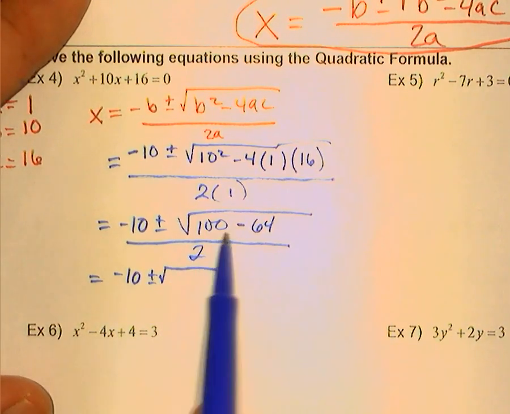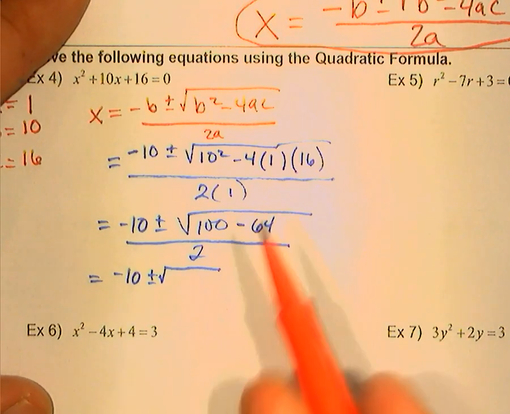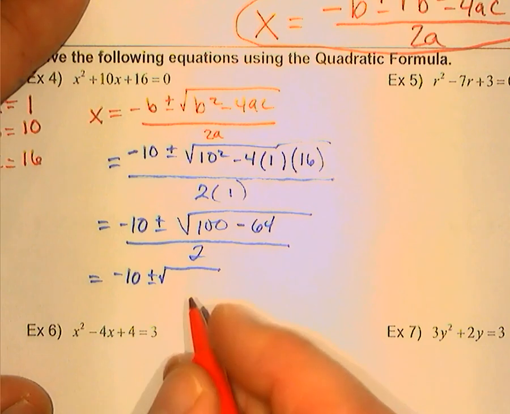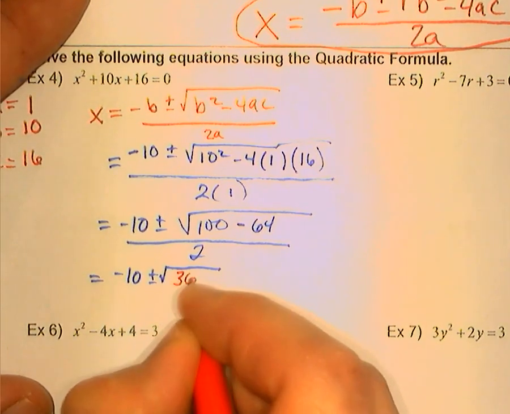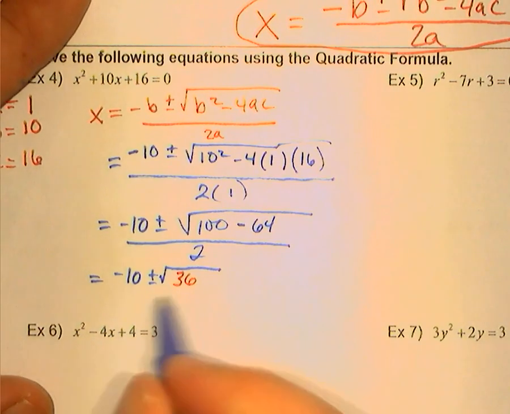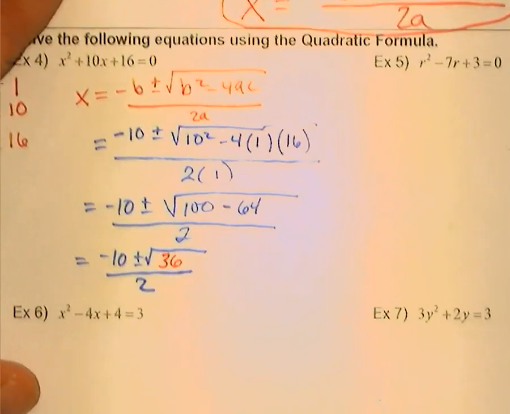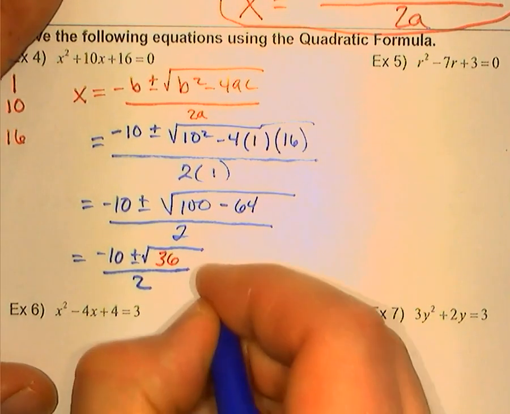What is 100 minus 64? What's 100 minus 64? If you need to, use your calculator. Okay. 36. So that's 36. And no, you probably can't tell me. Oh, you can kind of tell. I'm using different colors here. And then we simplify that.